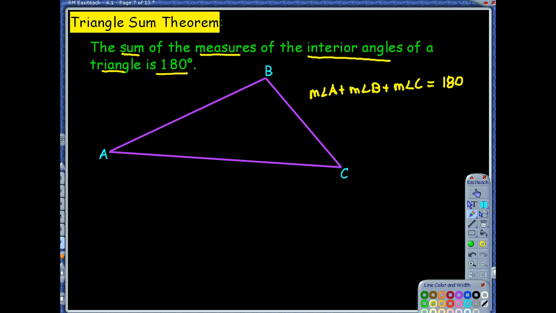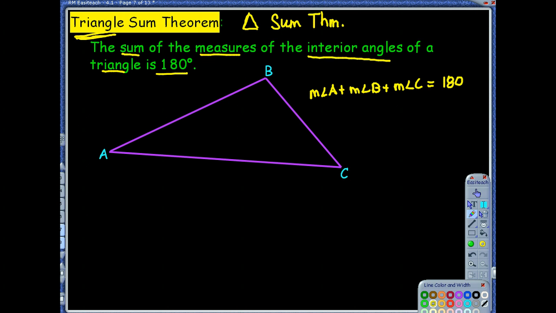Okay? So especially once we start getting to proofs and other things, if you just say, because it's a triangle, that's not going to be a reason. The definition doesn't say that. Exactly. So it's got to be the triangle sum theorem. And when you see the word triangle, you can use the triangle symbol. So you could say triangle sum theorem. You can abbreviate things like that.